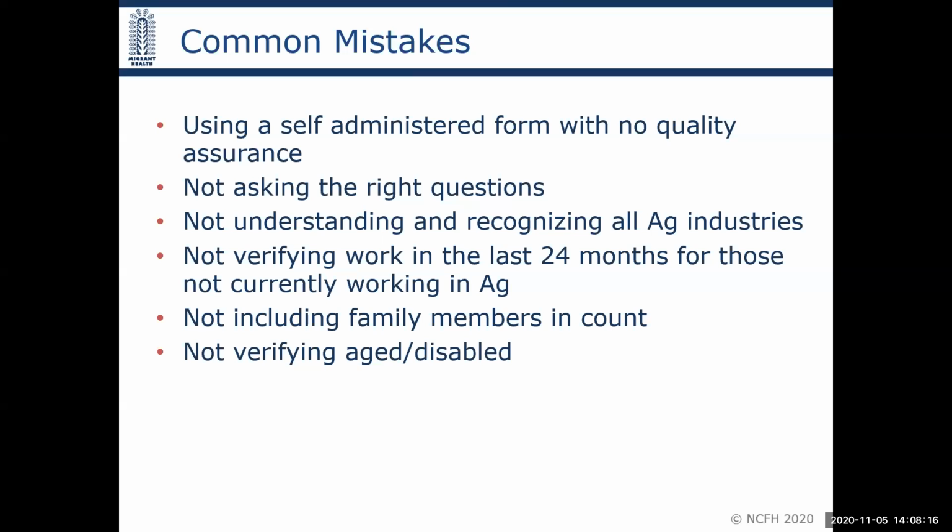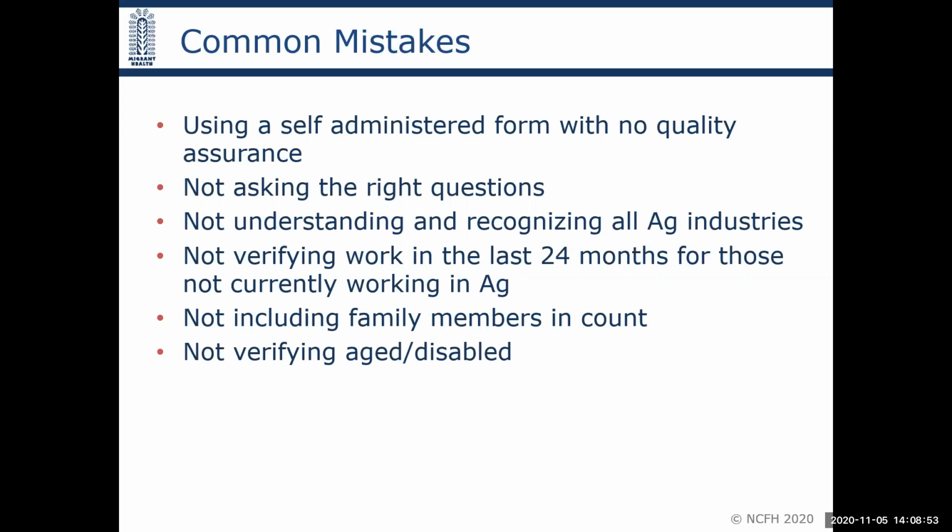Not verifying work in the last 24 months for those currently not working in ag. And that happens, let's say someone comes in and they're currently working in construction. And so you may not think to ask them; when you ask what their employer is, they work in construction, and you stop there. But really they may be working in construction just during the off season, but in the last 24 months, they have worked in agriculture. So again, making sure we ask every patient about these special populations.